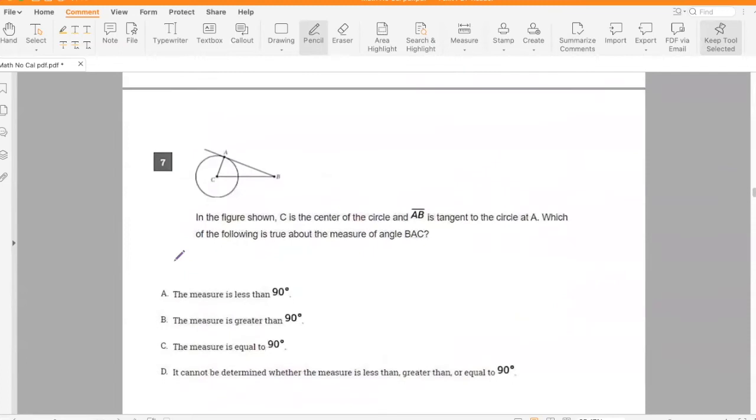In the figure shown, C is the center of the circle and AB is tangent to the circle at A. Which of the following is true about the measure of angle BAC? So the tangent and the radius at the point of tangency, they intersect at 90 degrees. So angle BAC would be 90 degrees, C.